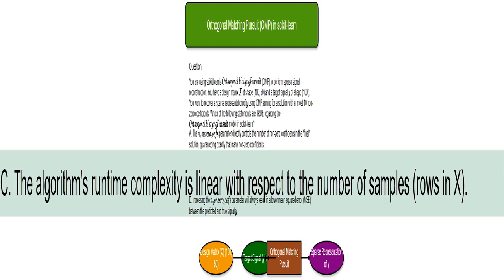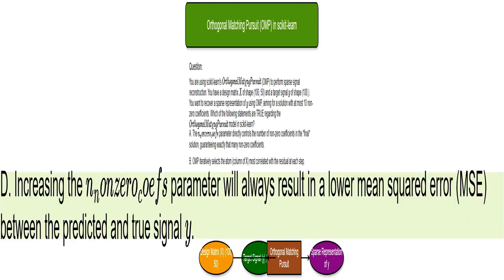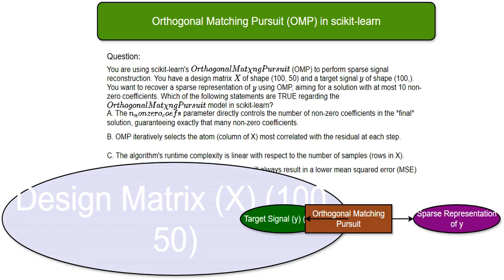This is incorrect. The time OMP takes isn't just determined by the number of samples. It's also affected by the number of features, columns in X, and how sparse the solution needs to be. This is incorrect. While increasing the number of allowed non-zero values might reduce the error, it's not guaranteed. It can lead to overfitting, where I'm fitting to the noise in my data, rather than to the actual important parts of the signal. The design matrix X is a 100 by 50 matrix.